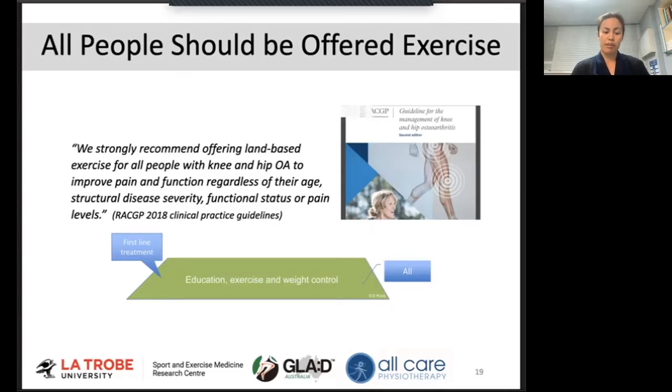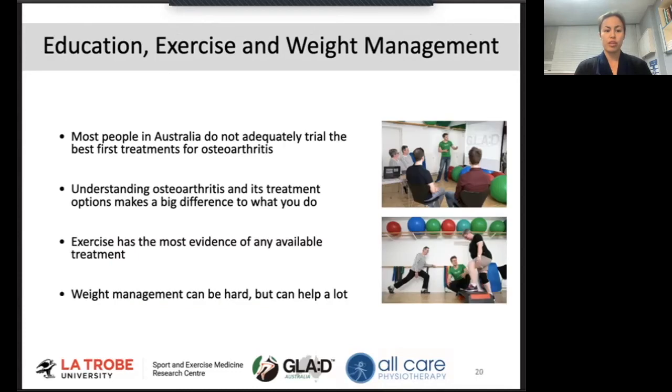The GLAD program provides a way to ensure that all people with hip and knee osteoarthritis receive the first line treatment for OA, which is education, exercise, and weight control. So most people in Australia do not adequately trial the best first treatment for osteoarthritis. So patients will say, oh yeah, I've tried exercise, it didn't work, and they've often only done 2 weeks of it. So they haven't actually given it a chance to work.